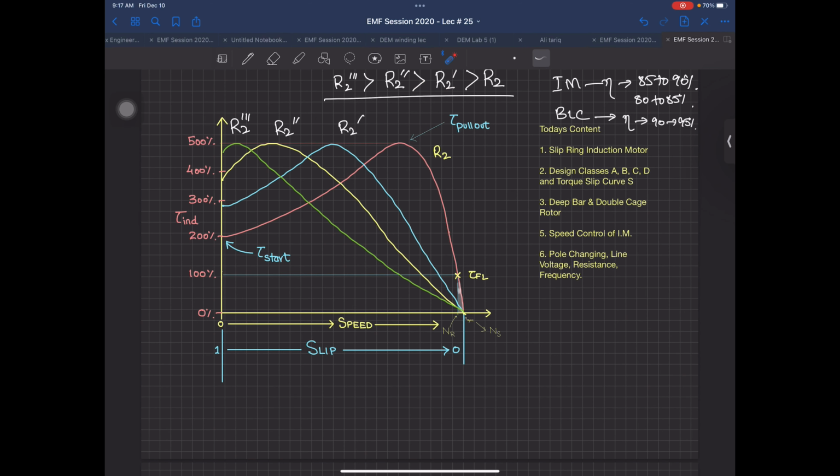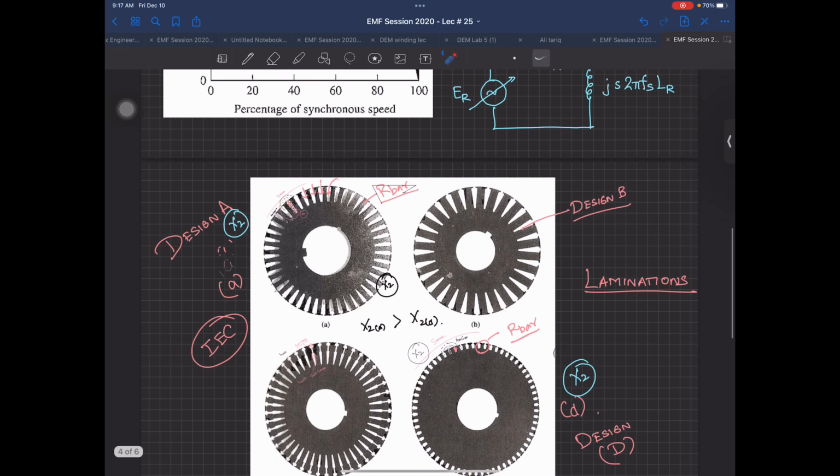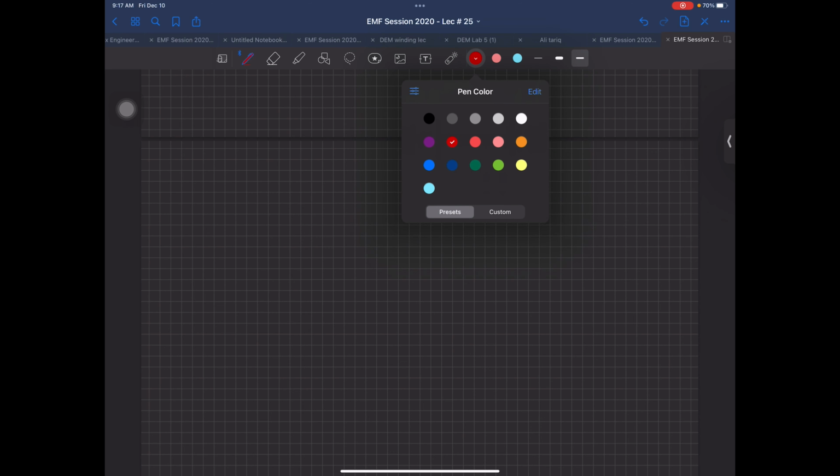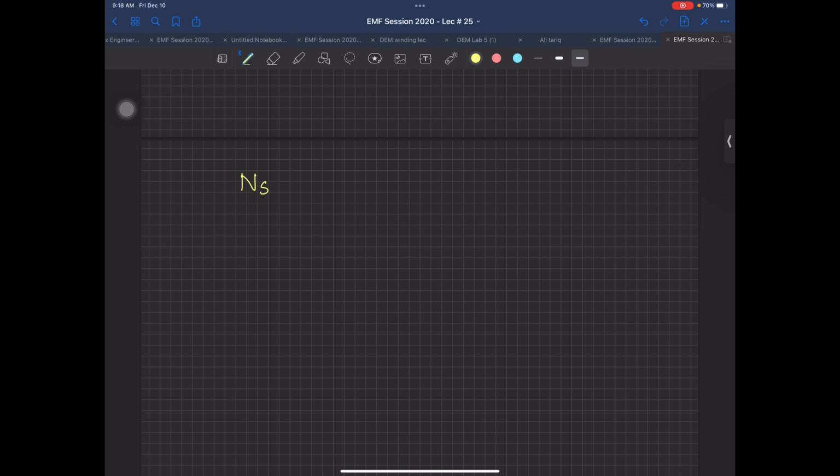The first thing you did when we were discussing the induction machine was that NS is equal to 120 F by P. Whenever you have a machine in front of you, you can't change the poles. Changing the poles is irrelevant. You will have to open it and do the winding again, or maybe replace the machine. It's a costly thing. Unless and until, in your book, kindly go have a read on this one, not from the exam point of view, just for the understanding.